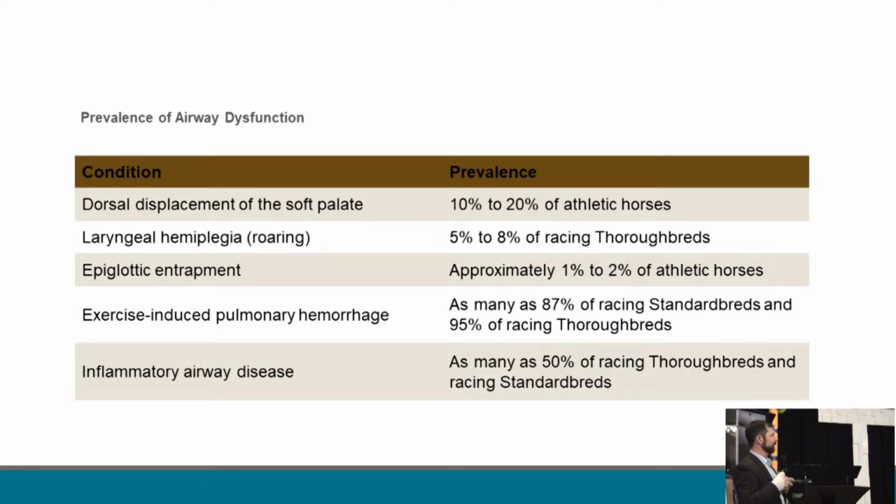A lot of these conditions aren't going to mean a lot to you right now. Some of you may have heard of a few of them before. But just to give you an idea of the prevalence of some of these disorders, we've got dorsal displacement of the soft palate, which occurs in about 10 to 20% of athletic horses. Laryngeal hemiplegia, which we will commonly call roaring, will occur in about 5 to 8% of racing Thoroughbreds. Epiglottic entrapment, we don't worry about that one so much. Exercise-induced pulmonary hemorrhage can occur in as many as 87% of racing Standardbreds and 95% of racing Thoroughbreds. So very, very prevalent. And inflammatory airway disease in as many as 50% of racing Thoroughbreds and Standardbreds as well. Next slide.